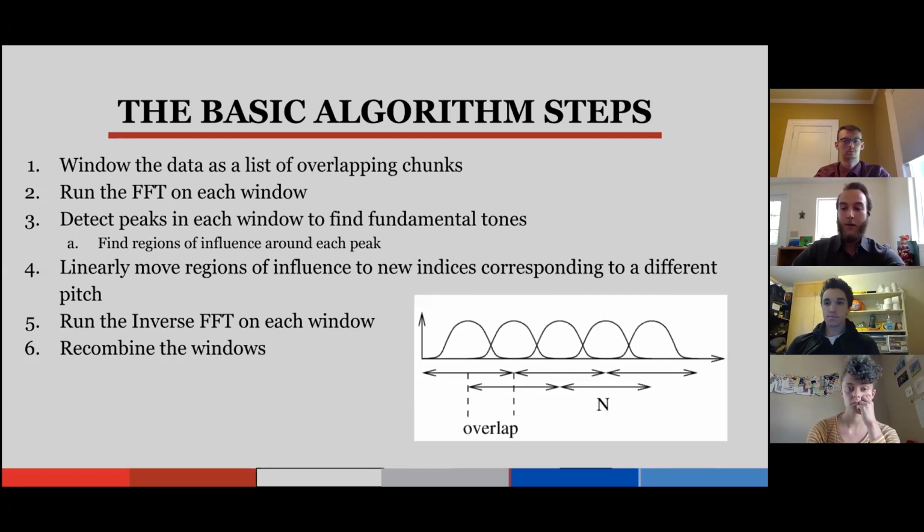So then once we've shifted the pitch, we essentially just want to reverse all of the stuff we just did to get back to the time domain. And so we run the inverse Fourier transform on all of the windows, and then we can recombine the windows by adding the indices that correspond to each other in the overlapping windows to get an array back of the original size that we read in. And then we can write that out to a wave file, and it's ready to play.